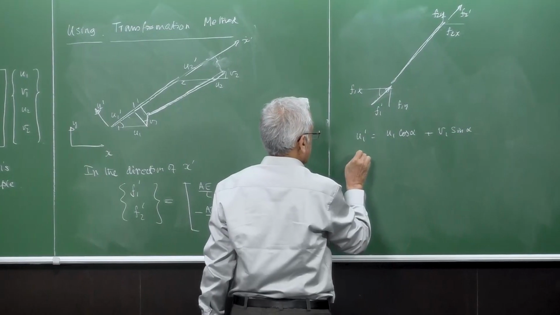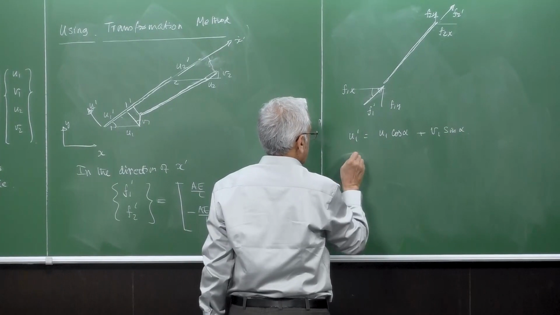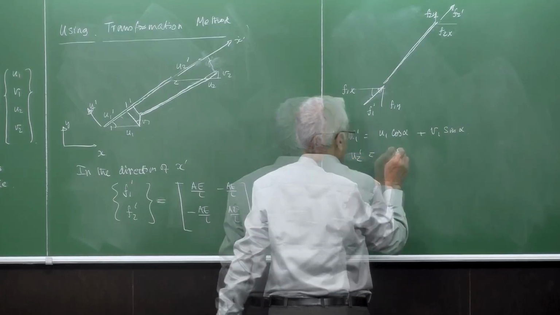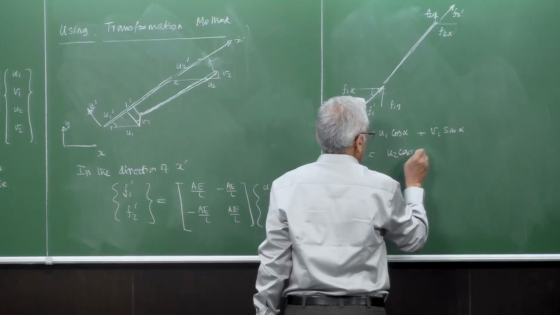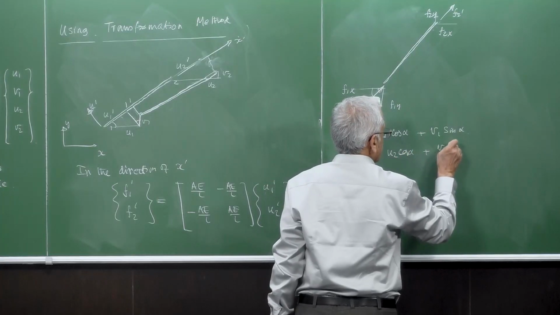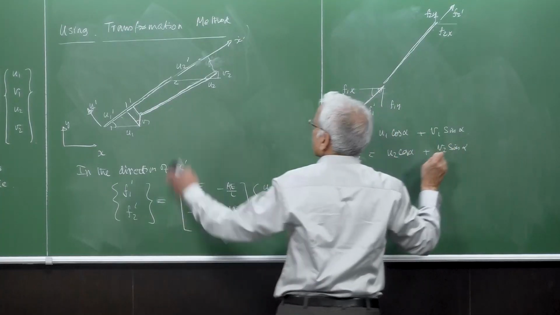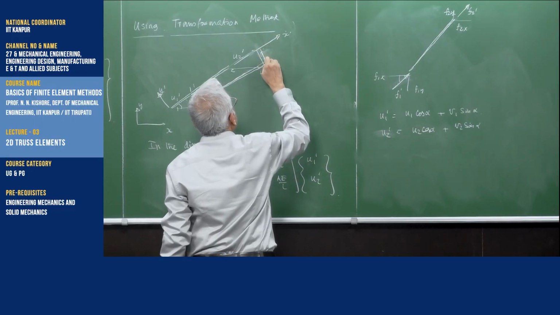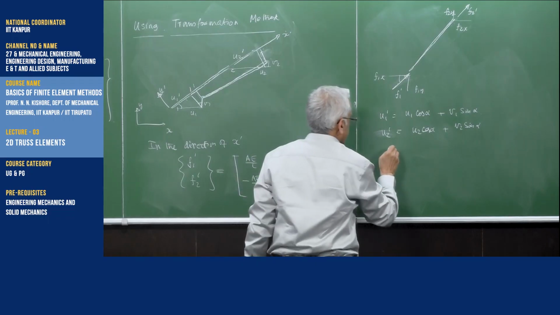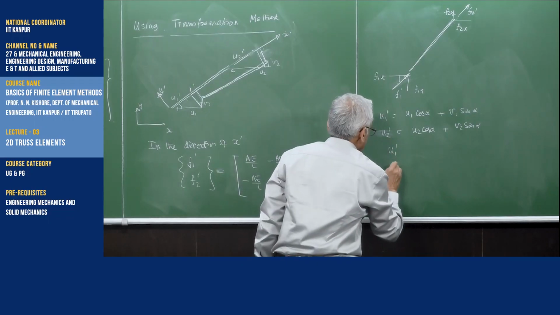Similarly here we also have u2 prime. It only depends upon 2. So it is nothing but u2 cos alpha plus v2 sine alpha. So this is regarding here. Okay.